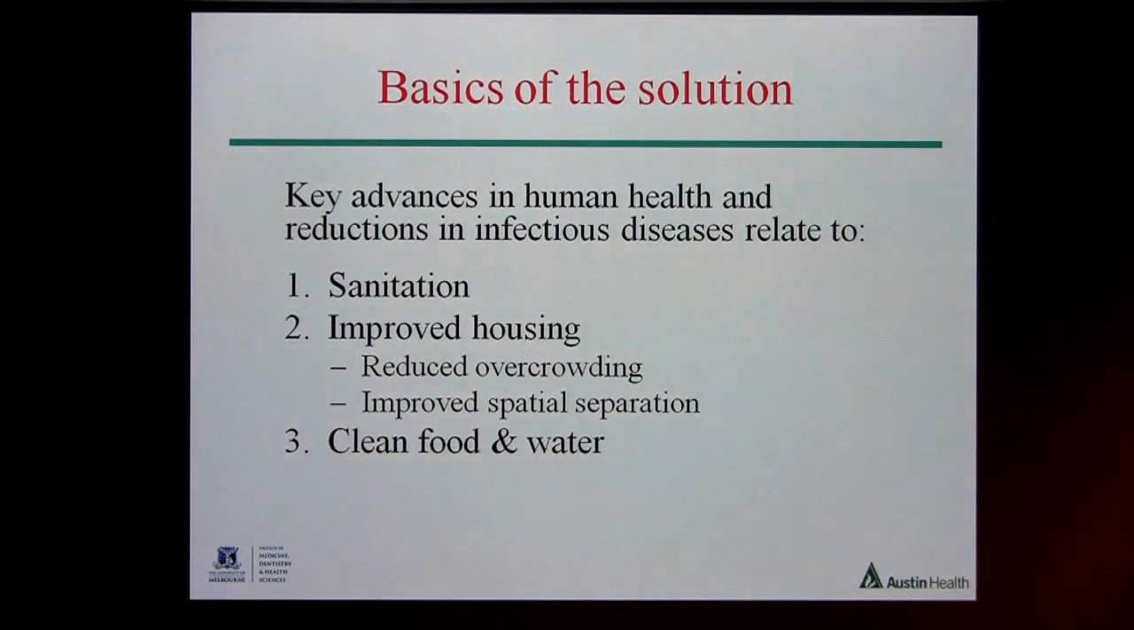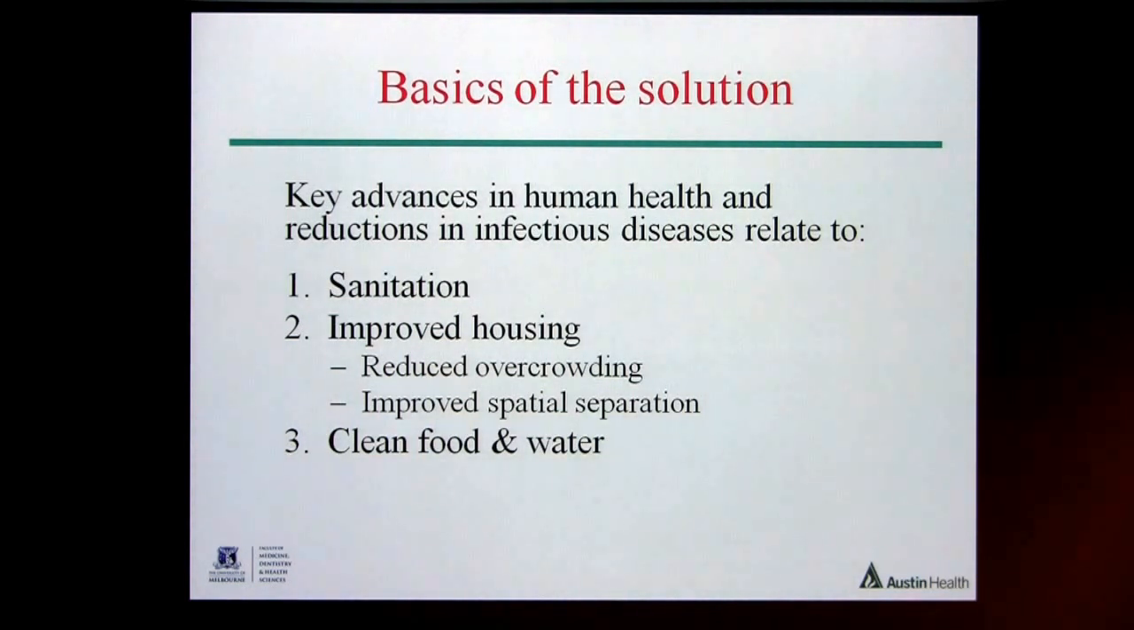However, if you go back to what were the major advances in terms of controlling infections, it actually had nothing to do with antibiotics. The three key steps were improvements, and they're all engineering achievements, actually. So there's improvements in sanitation, improvements in housing, both reducing overcrowding and improving spatial separation of one person from another, and it was clean food and water.